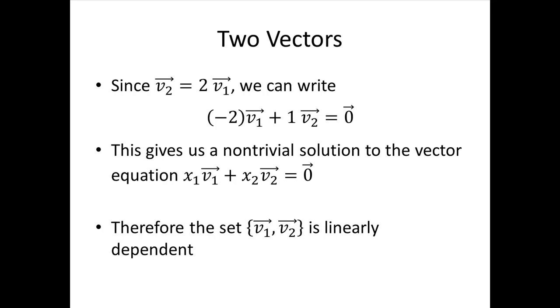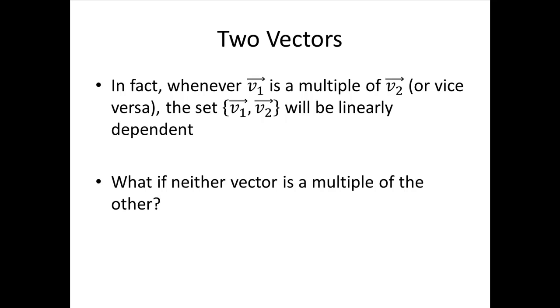x1 would equal negative 2, and x2 would equal positive 1, and that gives us a non-trivial solution to this vector equation. In fact, you might notice that there's lots of those solutions. We could have used positive 2 for x1 and negative 1 for x2, or we could have used positive 4 for x1 and negative 2 for x2, and so on. So there's, in fact, lots and lots of solutions. But all we need to come up with is one non-trivial solution to know that that set with two vectors in it is linearly dependent. So in fact, whenever v1 is a multiple of v2, or vice versa, the set v1, v2 will be linearly dependent.